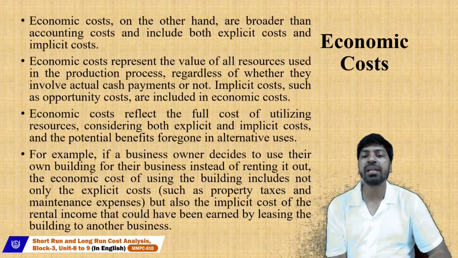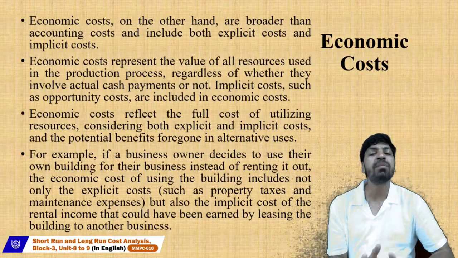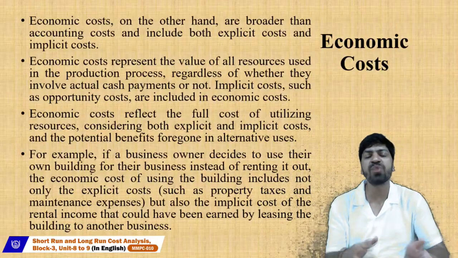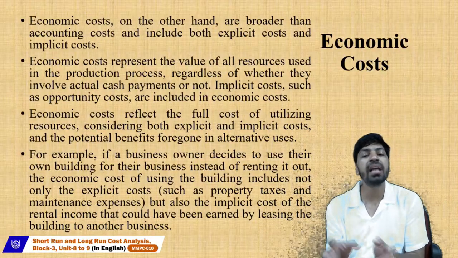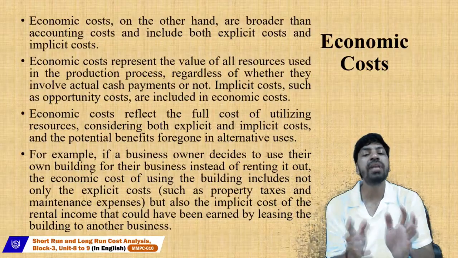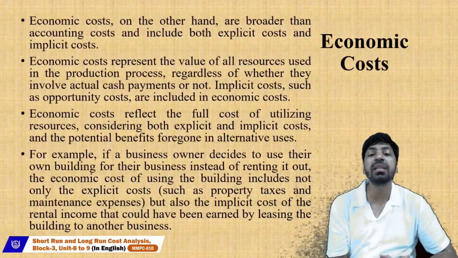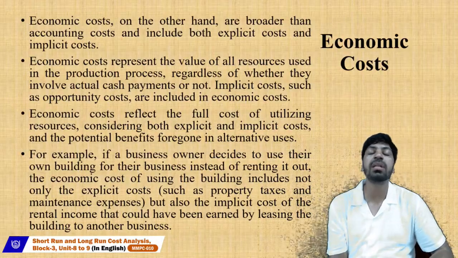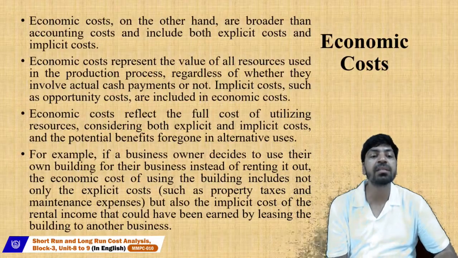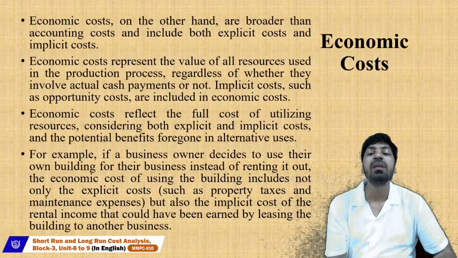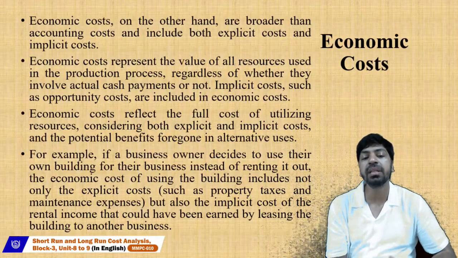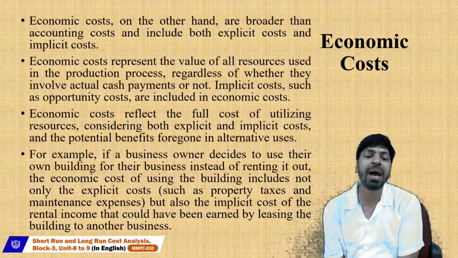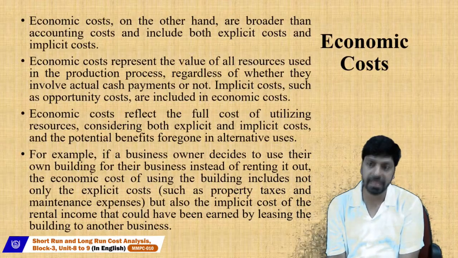Let's take an example to understand the economic cost. If a business owner decides to use their own building for their business rather than renting out that building, the economic cost of using the building includes not only the explicit cost like property taxes and any maintenance expenses, but also the implicit cost of the rental income that could have been earned by leasing the building to another business.